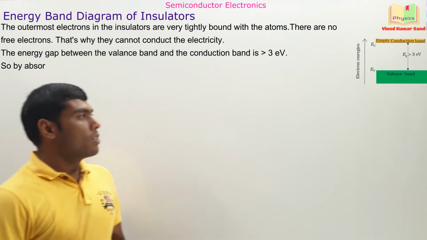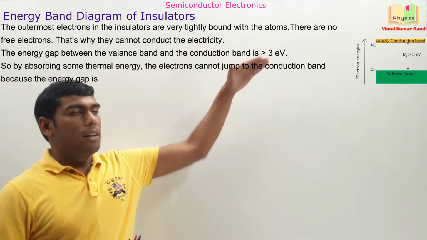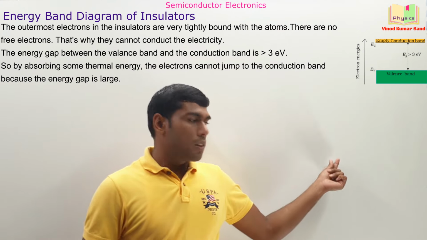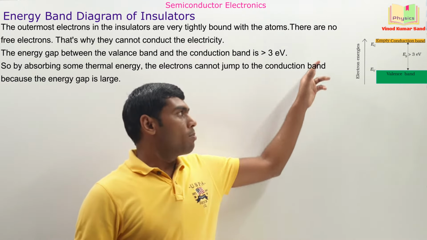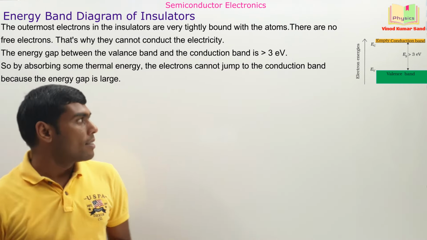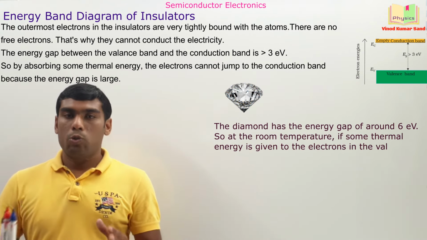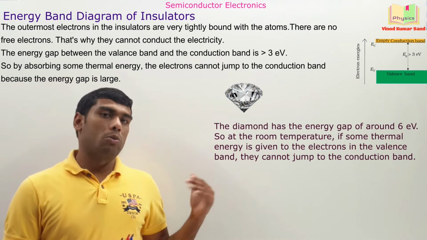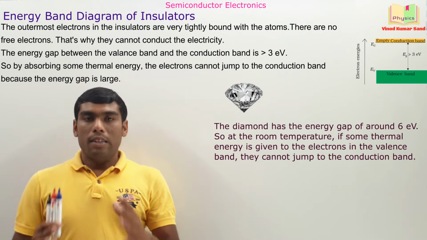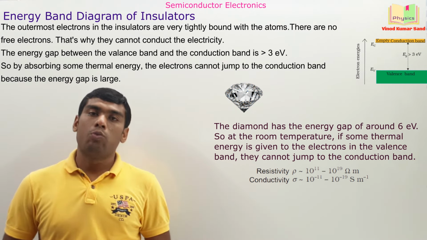Here you can see the energy band diagrams of the insulators. The energy gap between the valence band and the conduction band is more than 3 electron volt. So by absorbing some thermal energy, the electrons cannot jump to the conduction band because the energy gap is large. For a practical example, we can consider diamond. Diamond has an energy gap of around 6 electron volt. So at room temperature, if some thermal energy is given to the electrons in the valence band, they cannot jump to the conduction band. The resistivity of the insulators is very high and their conductivity is very small.